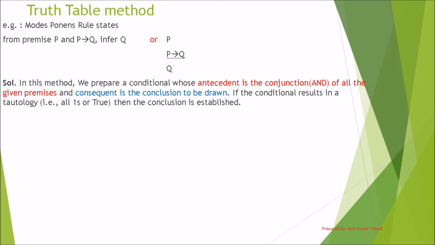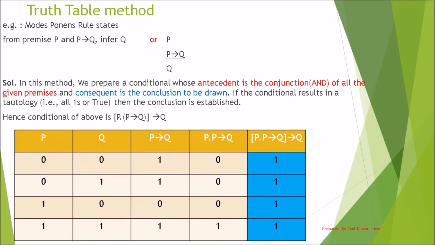Now for that given question, you can see two premises are there, P and P implies Q. So that's why for the conditional, as antecedent we have taken the conjunction of P and P implies Q, and as consequent we have taken Q. Now for this conditional we will prepare a truth table. This is the truth table, you can see.